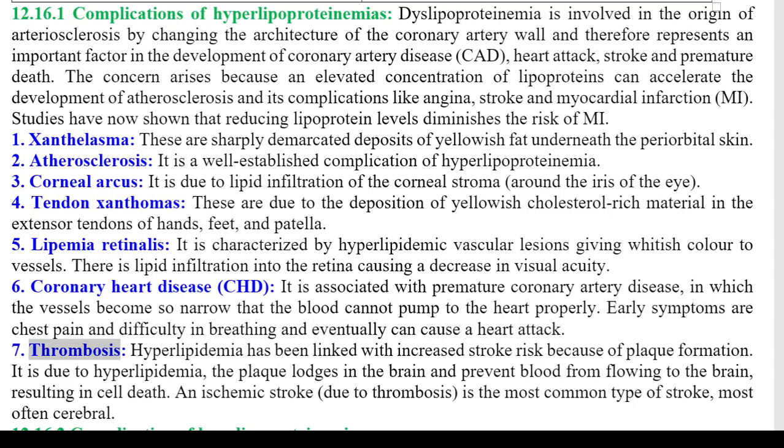7. Thrombosis. Hyperlipidemia has been linked with increased stroke risk because of plaque formation. The plaque lodges in the brain and prevents blood from flowing to the brain, resulting in cell death. An ischemic stroke, due to thrombosis, is the most common type of stroke, most often cerebral.